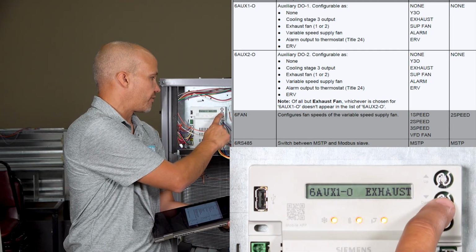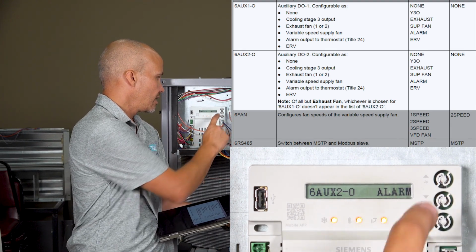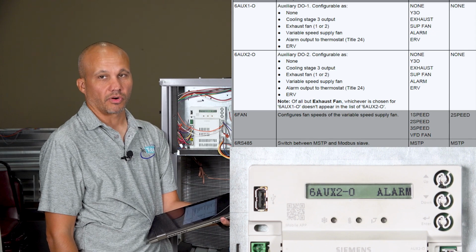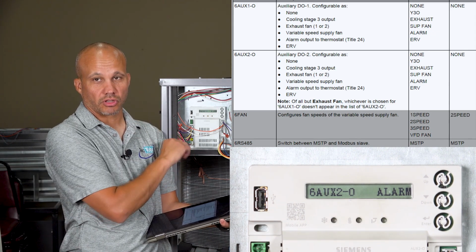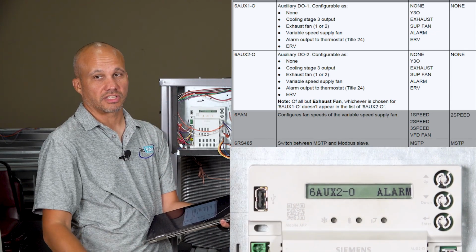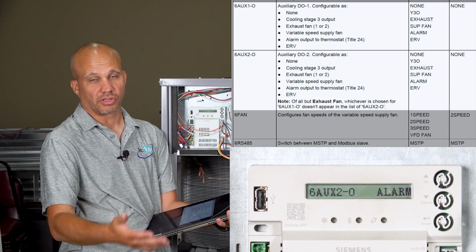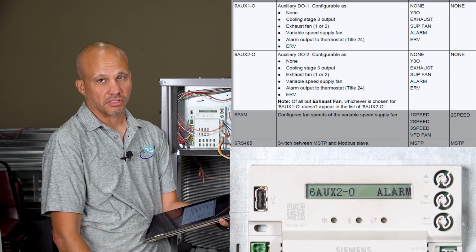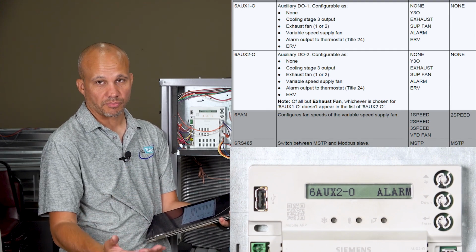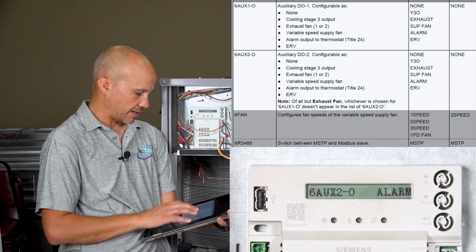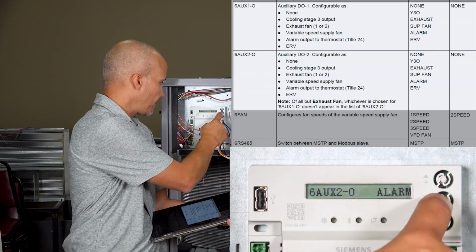I have my first one set up for a single stage power exhaust. And when I go to the second one, it's set up for an alarm. So if there's a problem with this controller, on a separate pair of wires, it sends a signal downstairs to the building automation system, to a miscellaneous input on the thermostat, to something to let you know if there's a problem with the economizer. And the very last one on here, speed of fan.